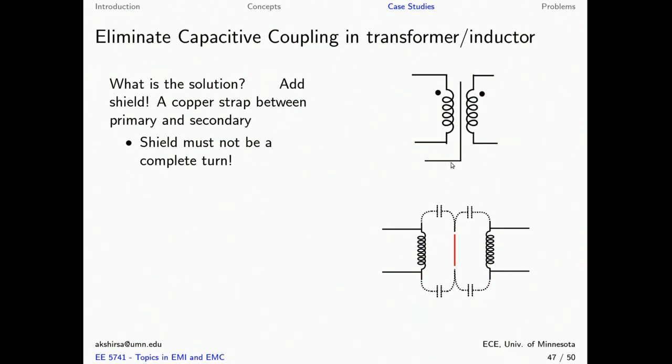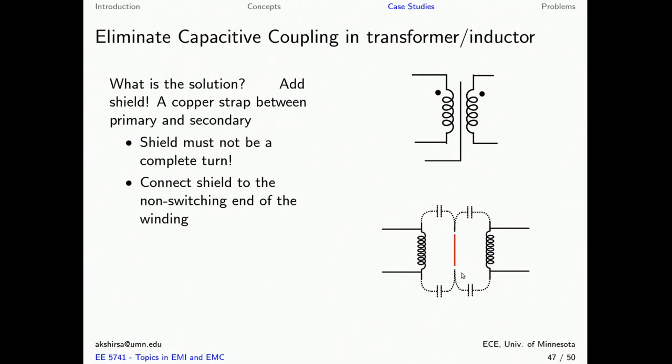The equivalent circuit is now shown here below, and we can see that what has happened is that the parasitic capacitance between the primary and secondary windings has now been split by adding this conductor in the middle. Now the question is, where should we connect this shield in order to eliminate the common mode problem? So let's see that. Now we need to connect this shield to the non-switching end of the primary winding, and I'll explain why.